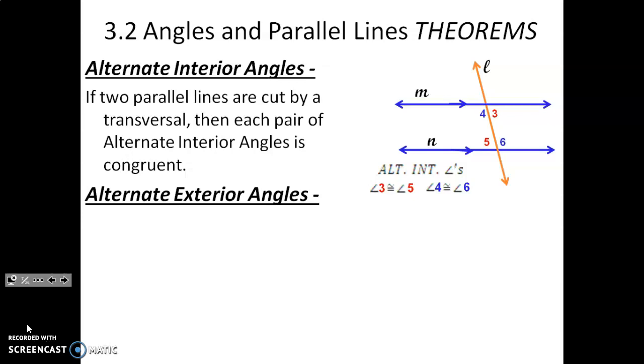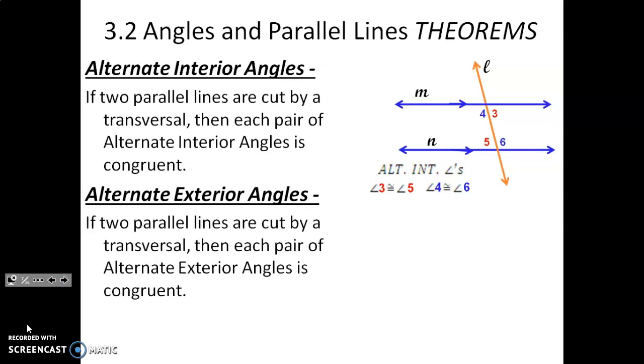Alternate exterior, exact same concept, except we're just talking about exterior angles. So now we're talking about angle 1 and angle 7, and they're alternate, on opposite sides of the transversal, but yet the same color. And then 2 and 8.